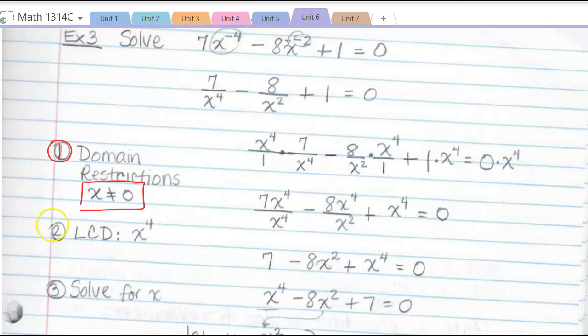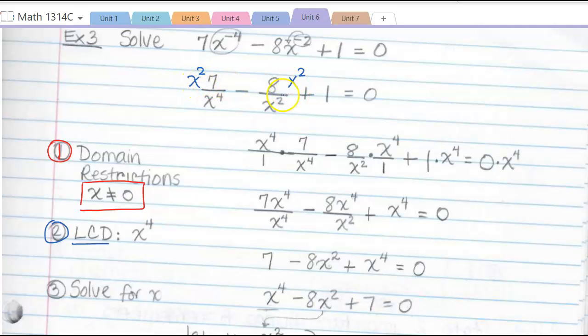Now let's do step 2, which is to find the LCD. Again, if we go through each of our terms and see how we can get rid of the denominator, that will help us find our LCD. Notice the 1 here doesn't have a denominator, so it doesn't contribute. This one needs x squared. Well, if I do an x squared here, then this one also needs an x squared.